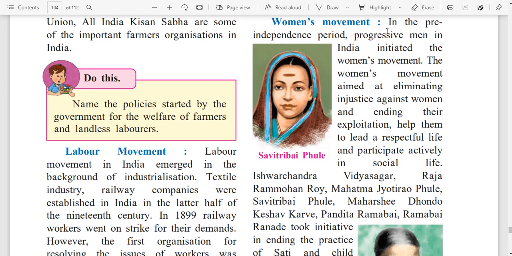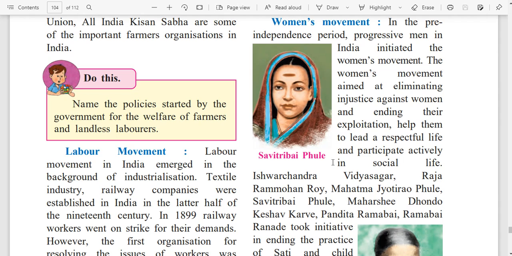Women's movement. In the pre-independence period, progressive men in India initiated the women's movement. The women's movement aimed at eliminating injustice against women and ending their exploitation, helped them to lead a respectful life and participate actively in social life.